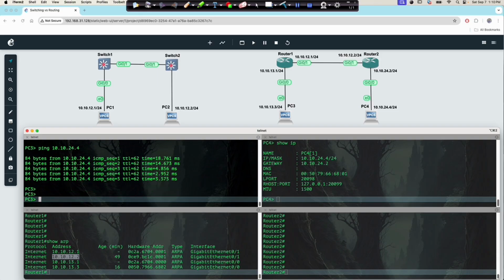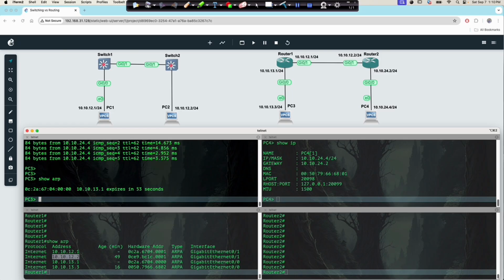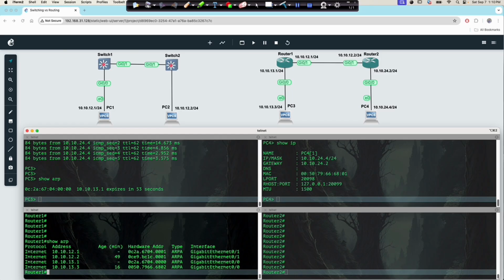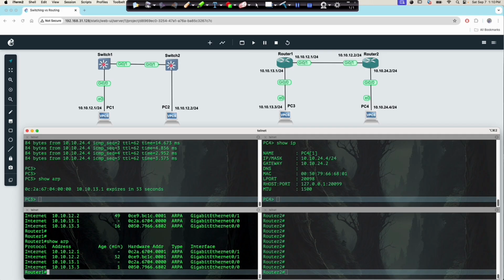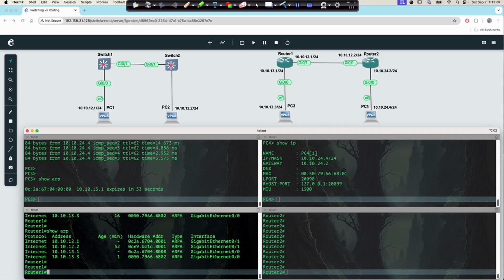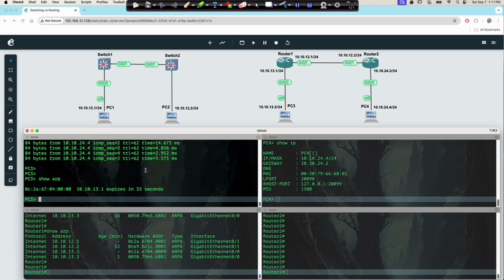Let's see the ARP entry from PC3. Still it is showing the ARP resolution, which is for its default gateway. Let's see if there are any ARP entry differences in router 1. As you can see, there are no additional entries in router 1. And in the ARP table, we always get entries for its next hop IP. I hope this information is helpful to you, and thank you for watching.